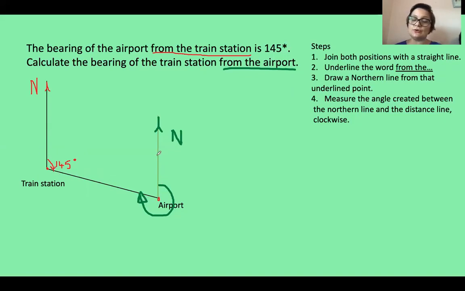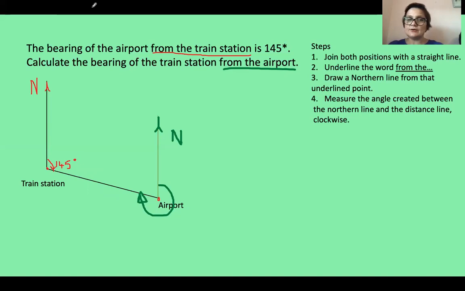And here I've drawn already the northern line from the airport. So from this point here, I label the northern line. I label the N for the northern line. And then I have drawn, can you see here, the arrow, the clockwise angle that goes from the northern line to the distance line. Right, so let's find out how much is the bearing.